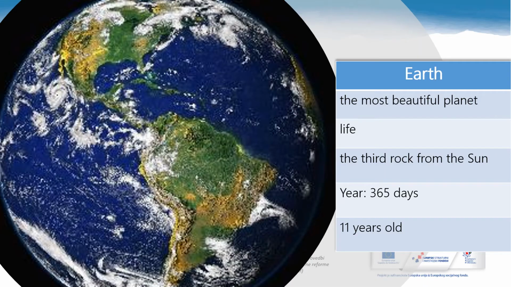It's time to learn some more about our planet, Earth. It's the third planet, also called the third rock from the Sun. It's the most beautiful planet and the only planet where there is life. And here you are 11 years old.